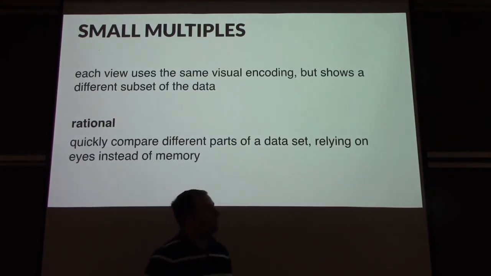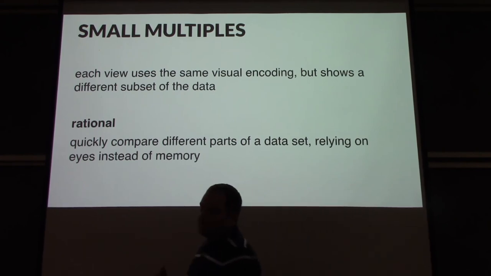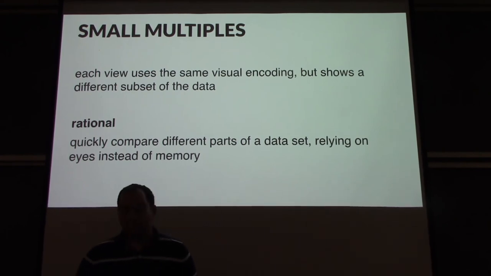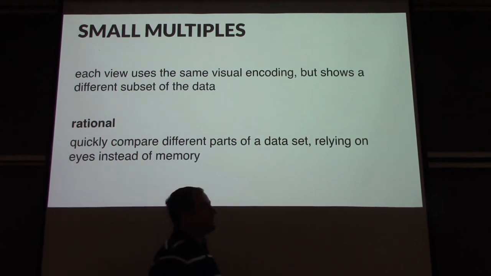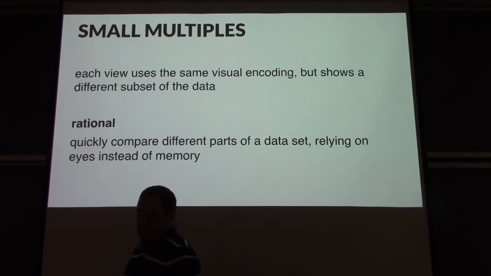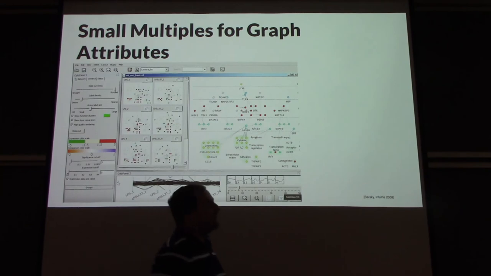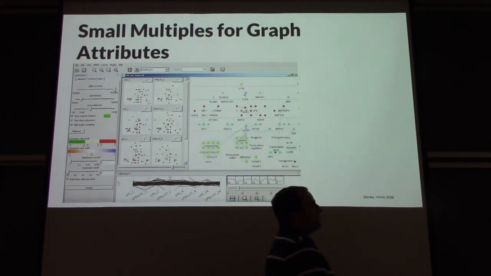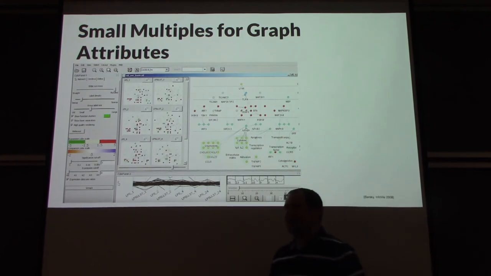I just mentioned small multiples, and we've used them before, but formally, in small multiples each view uses the same visual encoding, but shows a different subset of the data. The rationale is to quickly be able to compare different parts of the data set, relying on eyes instead of memory. And so here's an example of, again, a biological network augmented with experimental data on top of it.